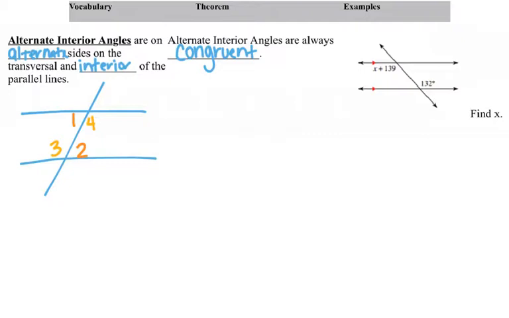So if I look at my example, I have this angle and this angle. They're on alternating sides of the transversal. They're inside the parallel lines, so they must be congruent to each other. So all I have to do is set them equal to each other. And I'm going to find x by subtracting 139. So x equals -7. And that's completely fine, that a variable equals a negative number. An angle can't be negative, but a variable can.